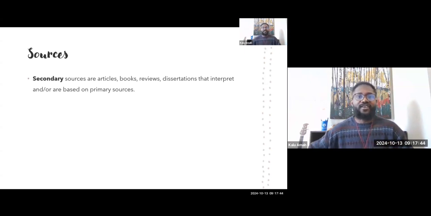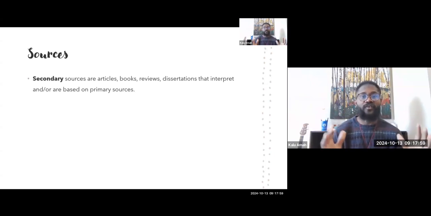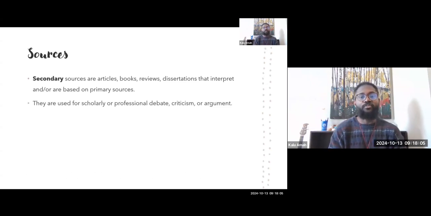So all the works, all the books, all the articles that have been written on primary sources, they are known as secondary sources. And secondary sources are what we are really going to be making use of a lot as writers, as researchers, as graduate students. They are used for scholarly or professional debate, criticism, or argument.